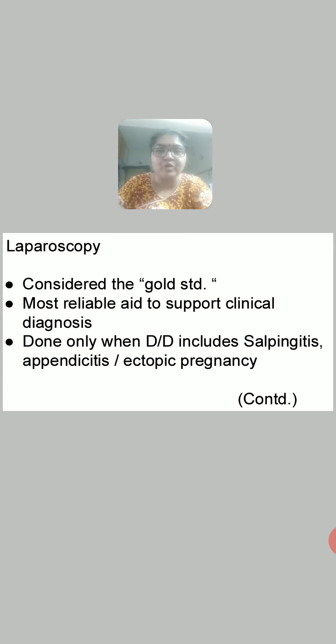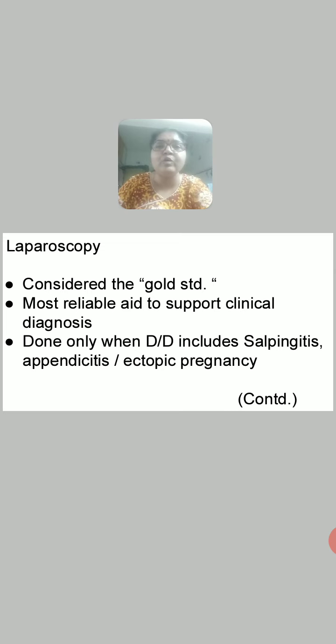Next is laparoscopy. It should be considered the gold standard. It is a very important method of investigation, so it is considered the gold standard. It is the most reliable aid to support clinical diagnosis. Through laparoscopy, you can confirm PID very easily with very accurate accuracy.